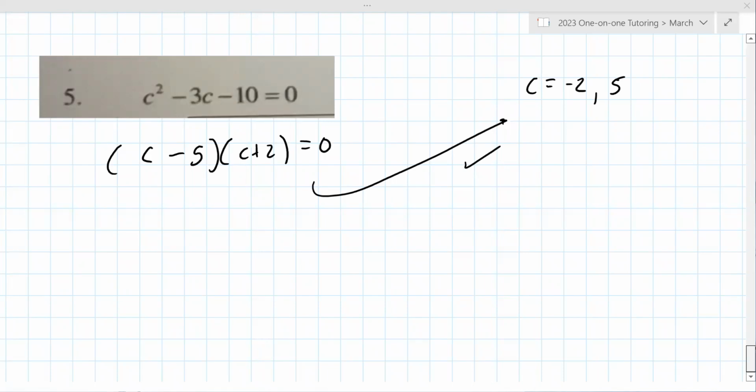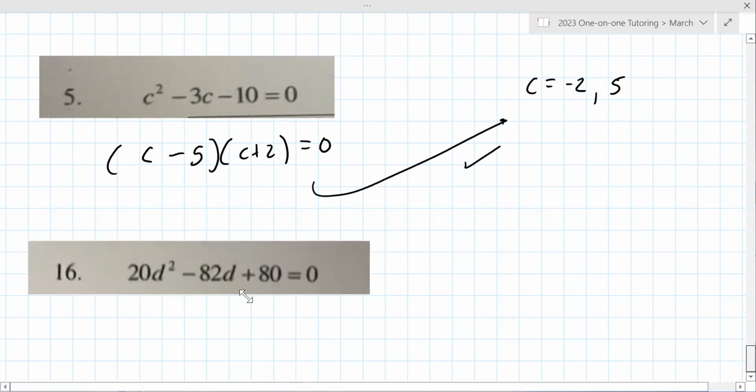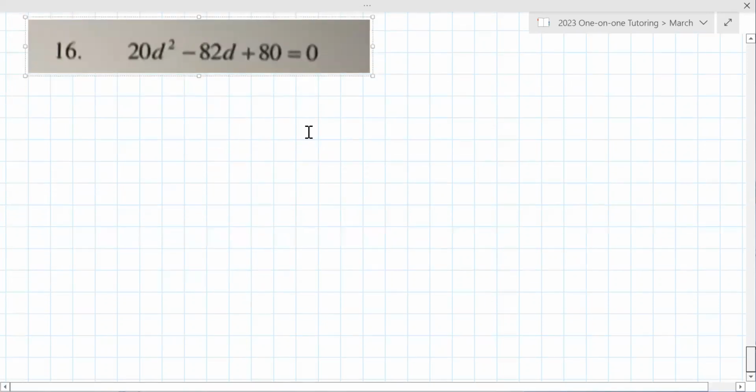I apologize. Let's go to number 16 here. We'll do this one together. All right, so here we go. So number 16, we've got GCF again. Okay, so like finding a number that goes into 20, 82, and 80. So you might start with just 2. You might check, well, does 2 work?